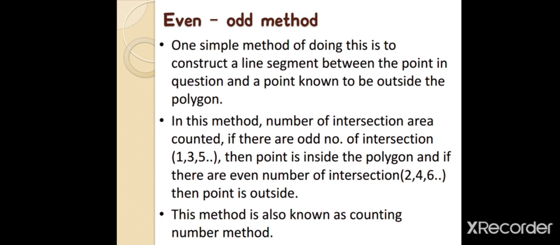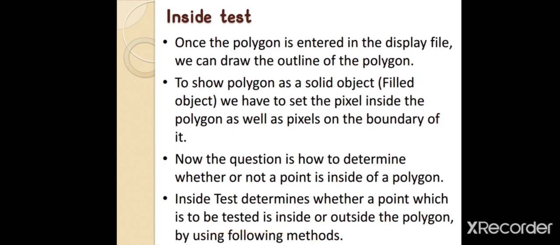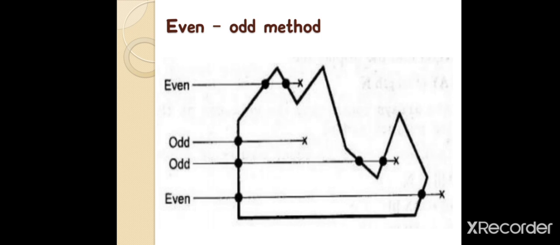So let us start with the even odd method. One simple method of doing this is to construct a line segment between the point in question and a point known to be outside the polygon. In this method, the number of intersections is counted. If there is an odd number of intersections, 1, 3, 5, then the point is inside the polygon, and if there is an even number of intersections, 2, 4, 6, then the point is outside. This method is known as the counting number method. So here, an example, let us start.